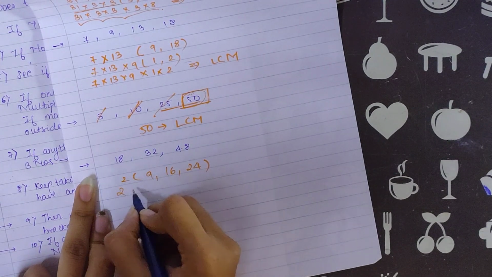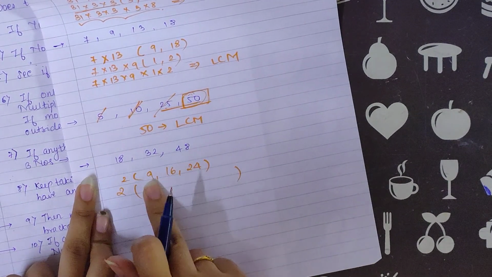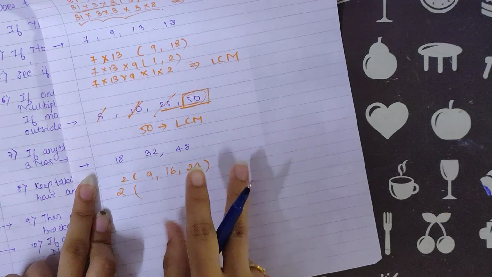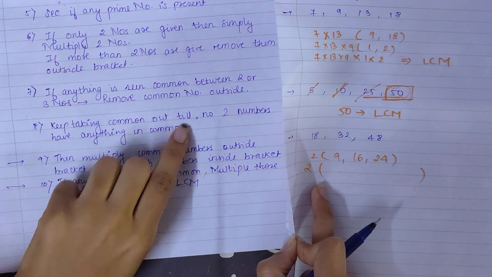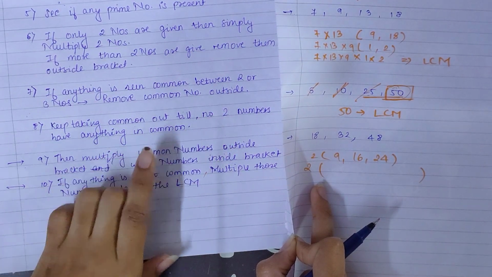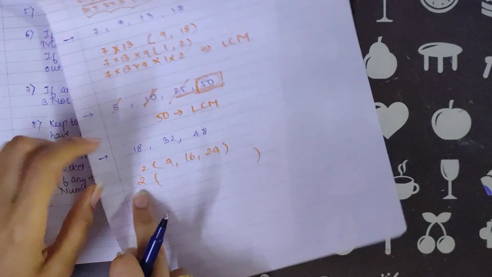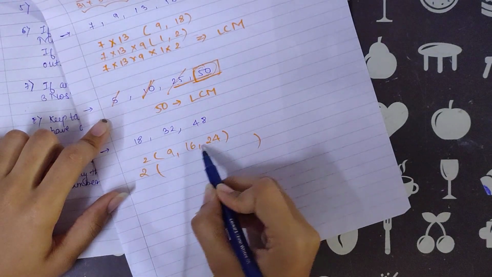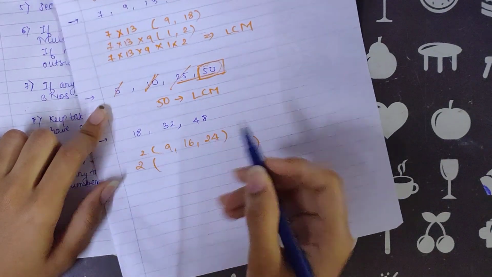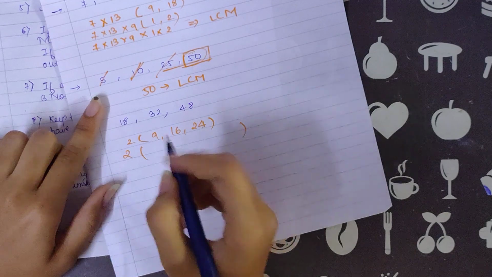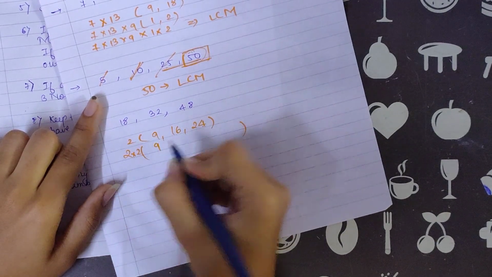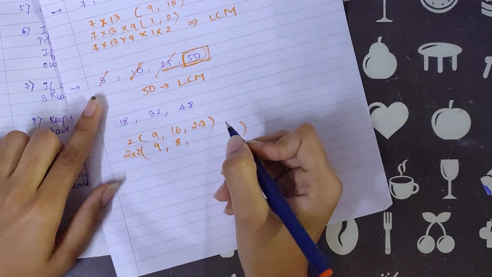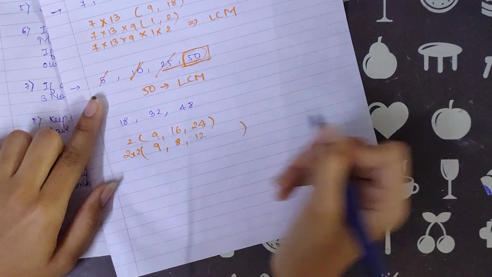I can see still something common between any of the two numbers. So what did I say here? Keep taking common till no two numbers have anything in common. So I have still common between these two numbers, this and this number. So keep taking it common. So what I'll do? I'll multiply it by 2. I'll take 2 common. So let my 9 remain as it is. So this will become 8. And this will become 12.